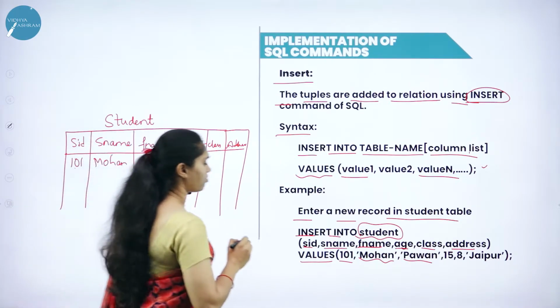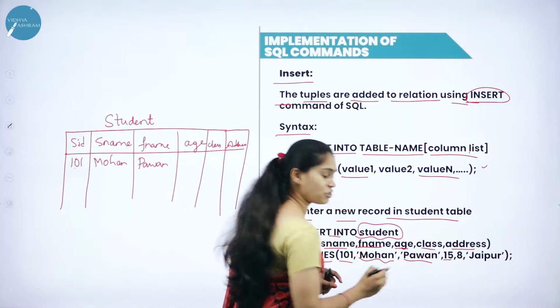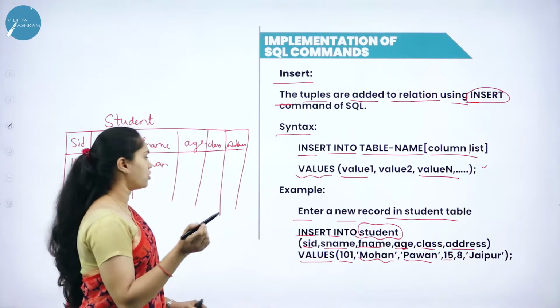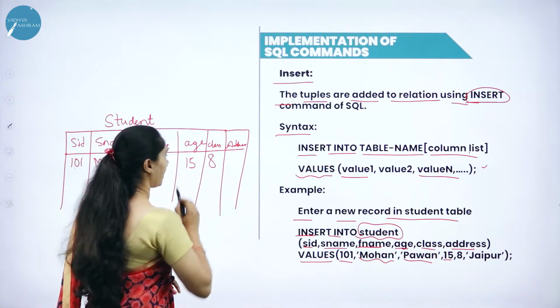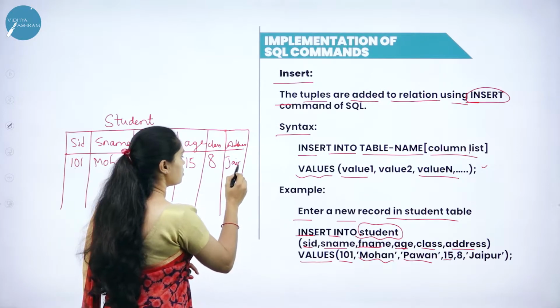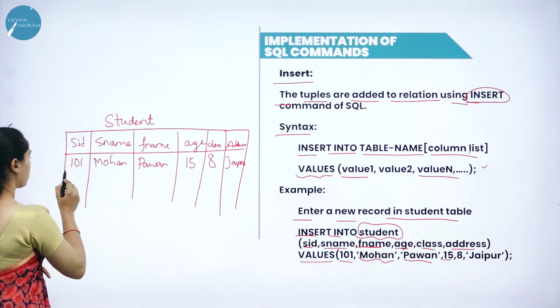Then we have an age. So what is the age here? 15. So you have to give the comma. That means in order to differentiate the value from one value to another value. Age is 15 and they are in class 8. And what is the address? That is Jaipur. So this is how we are going to insert one tuple to the table called student.